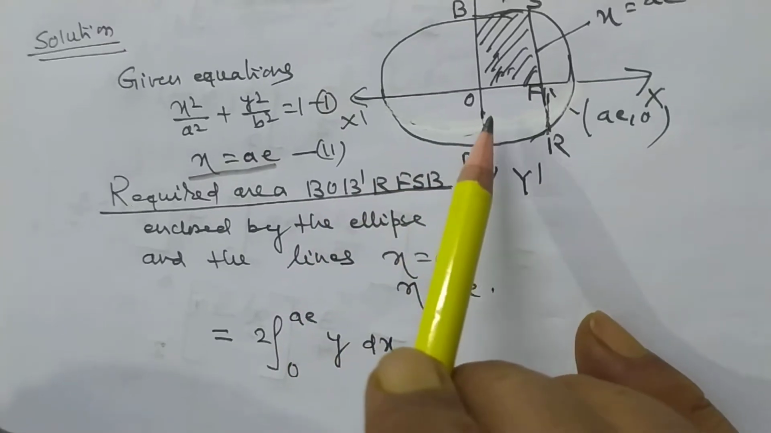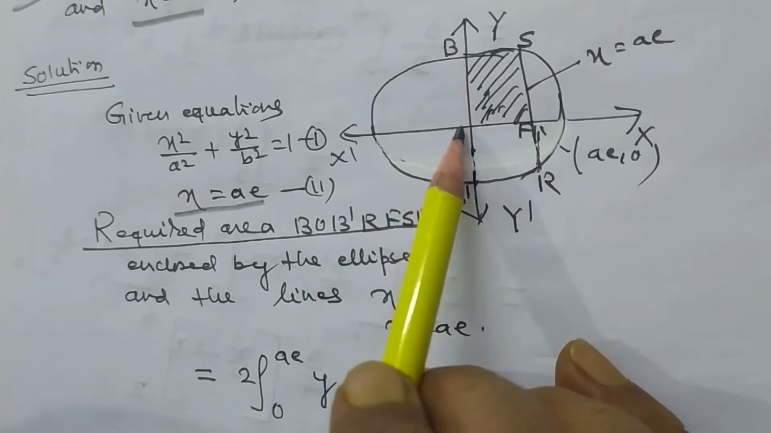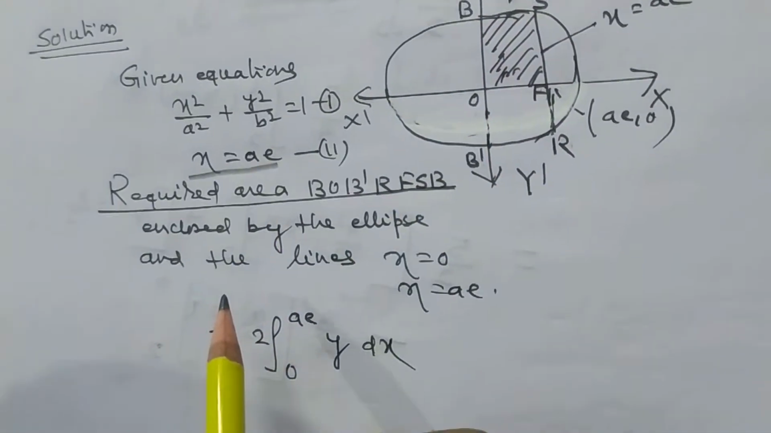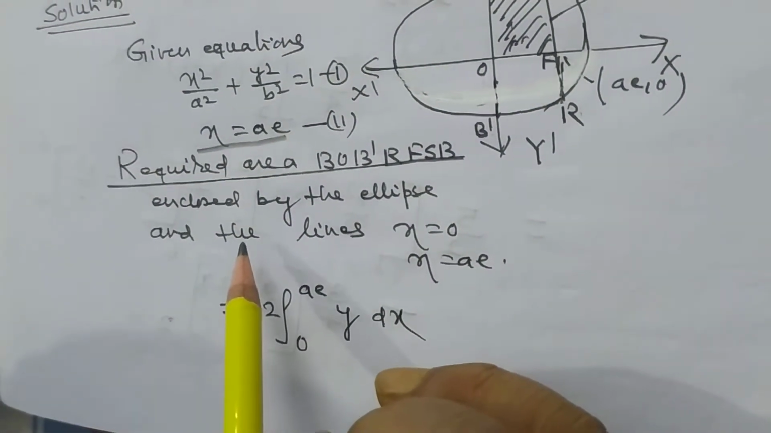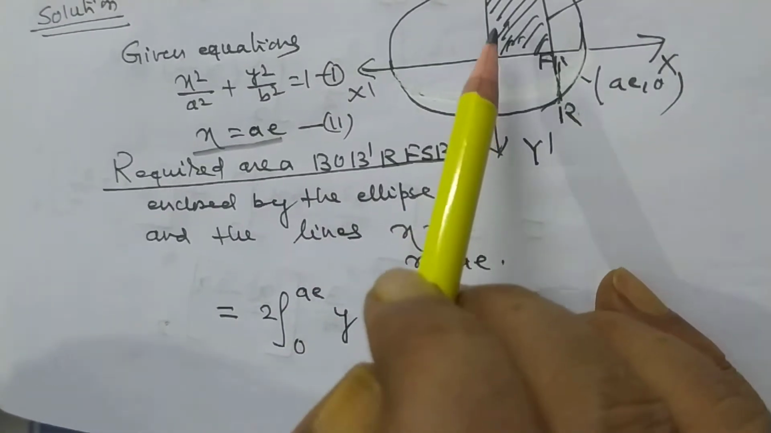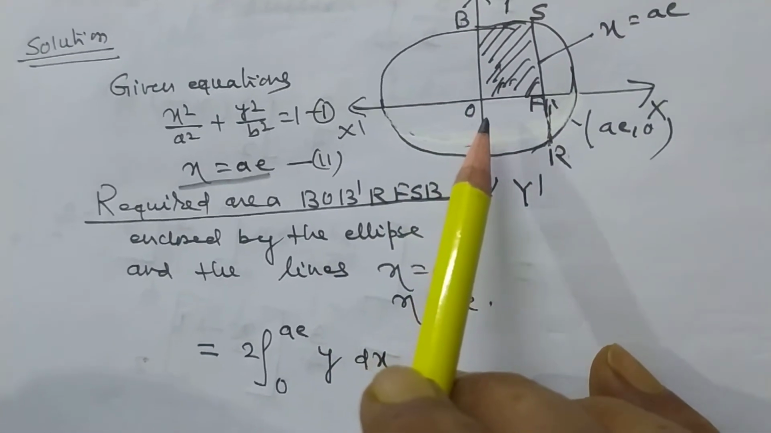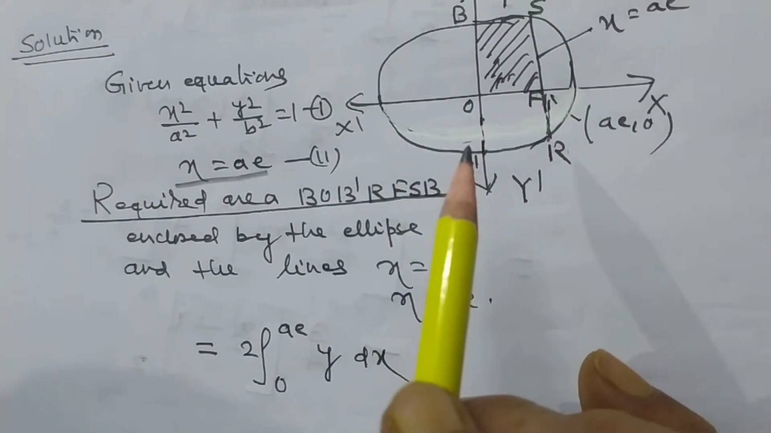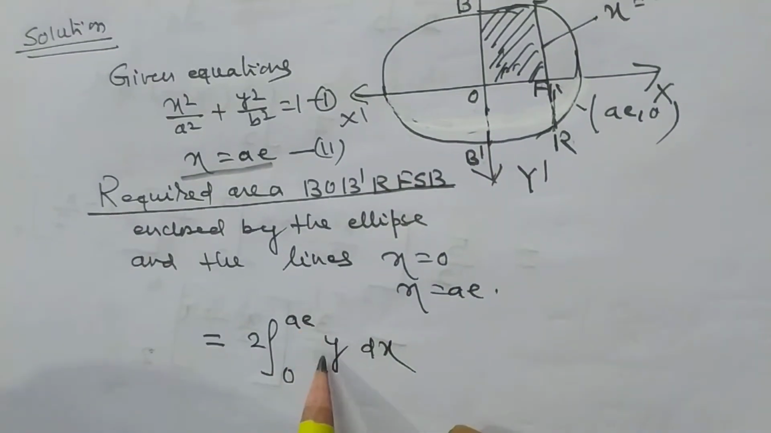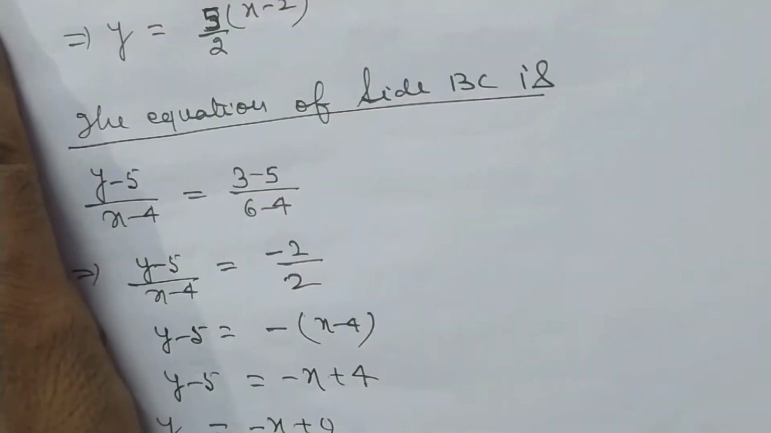Required area. The required area is enclosed by the ellipse and the lines x is equal to 0, which means the y axis, and x is equal to a, this line. So it will be twice the integral 0 to a of y dx.